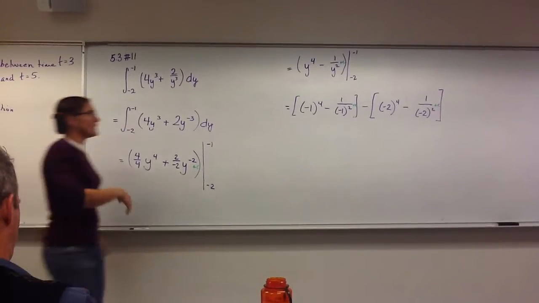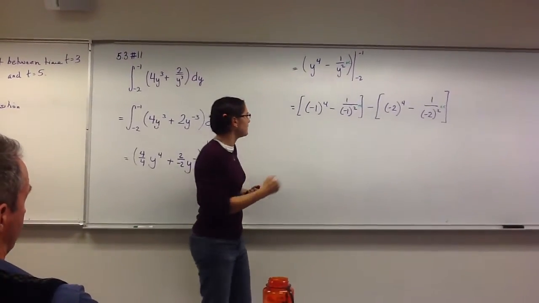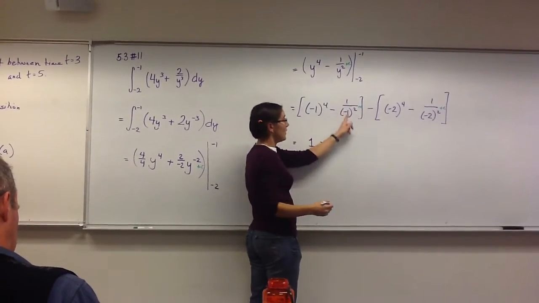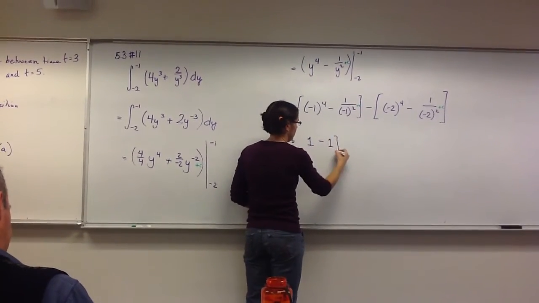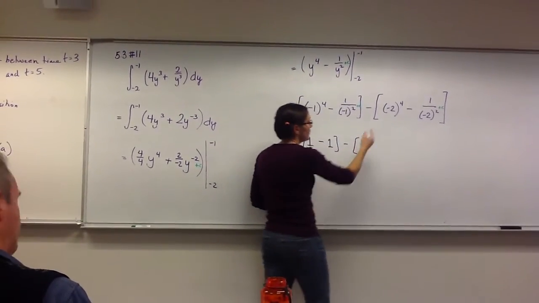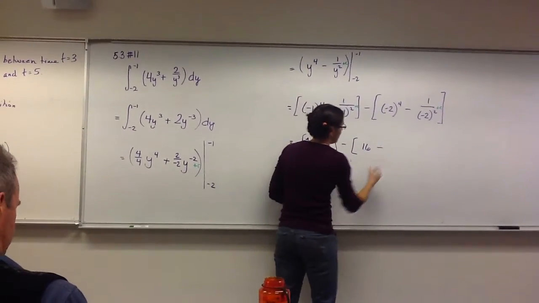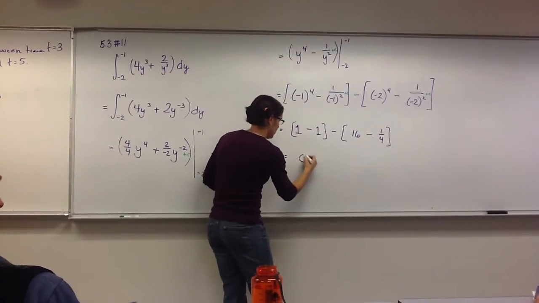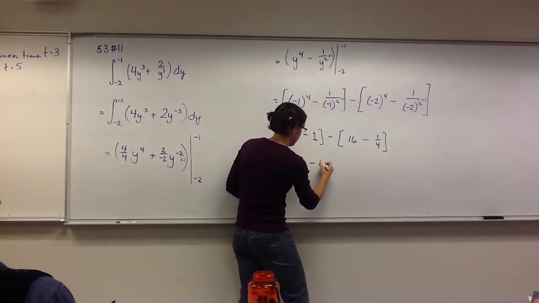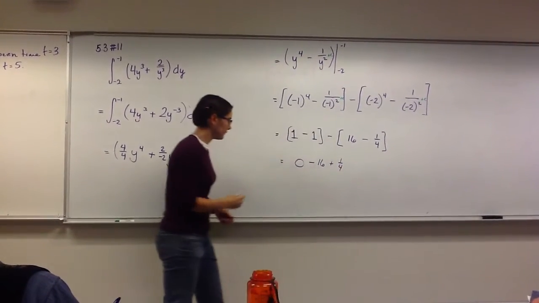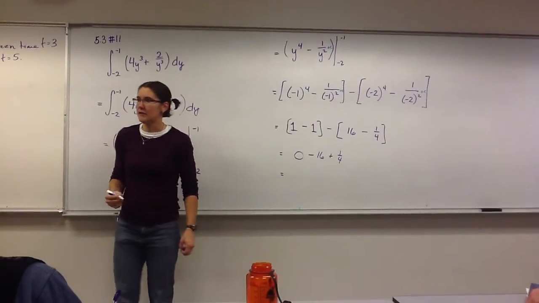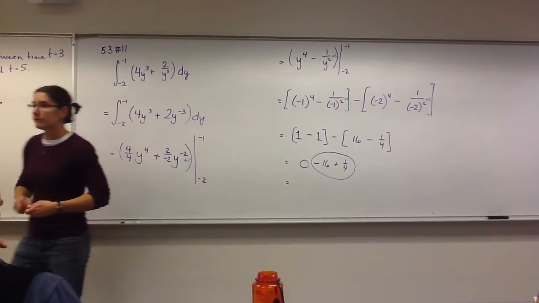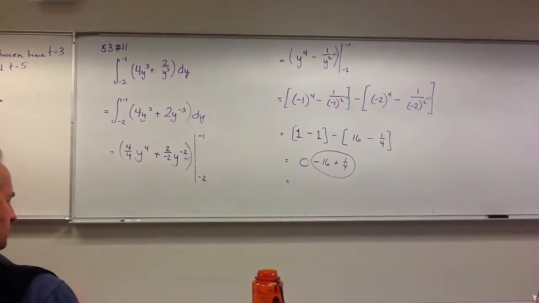Okay, so now I'm essentially done, except for maybe simplifying some numbers in here. So we've got -1 to the 4th is +1, minus 1 over 1, so -1. Minus 2 to the 4th is 16, minus 1/4. And so a little bit more arithmetic gives us 0 minus 16 plus 1/4, and then I can combine those two numbers into one fraction if I want to, and if I don't, then I would leave it like that. Okay, questions or comments about that?